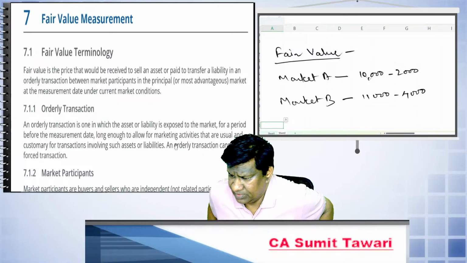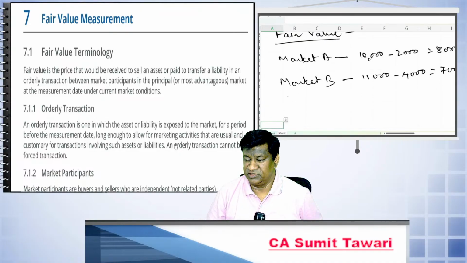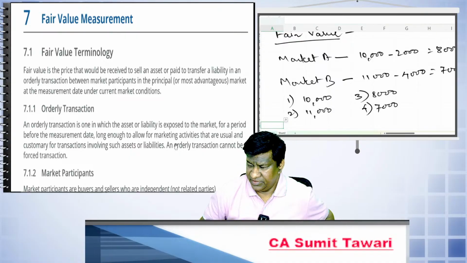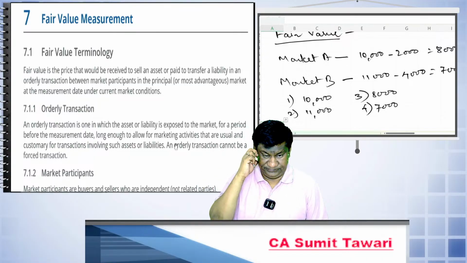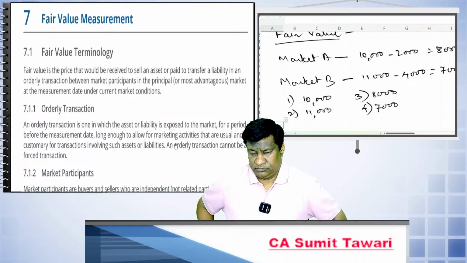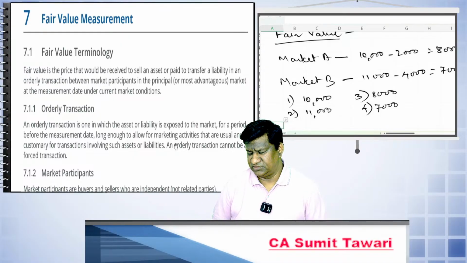Any guess? So the four options are basically 10,000, 11,000, 8,000, and 7,000. The answer should be out of these four. Maybe it is wrong, no problem, but at least you can start to guess.